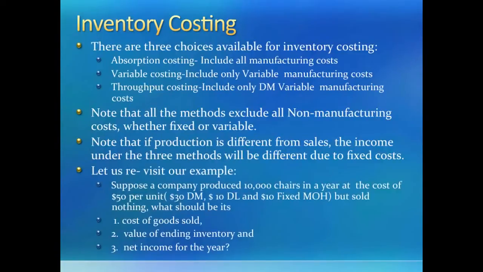Now let us look at our example again. If the company's total manufacturing cost is $50 a unit, which is made up of direct material, direct labor, and fixed manufacturing overhead, then what will be the three numbers of cost of goods sold, ending inventory, and net income under the three methods?